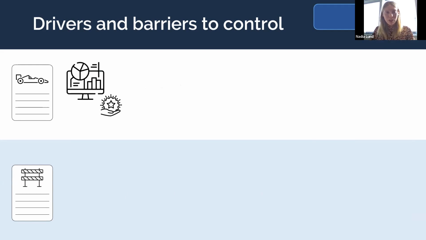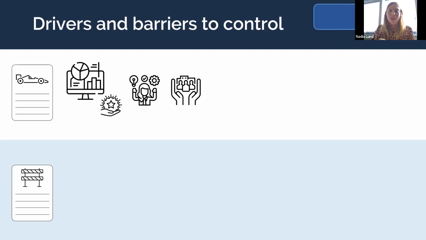So some of the utilities mentioned that they have a wish to be more data-driven and that they see control as an integral part of this journey, and that it's also something they can use as branding for their utility. They see it as a way to develop the skills of their employees and retain them by giving them interesting tasks also in the future.